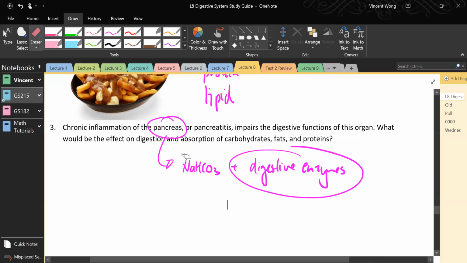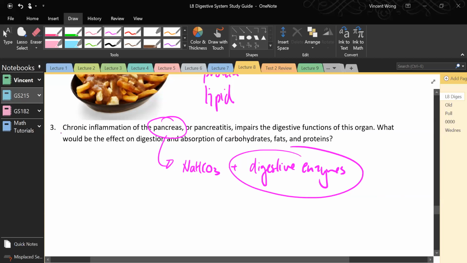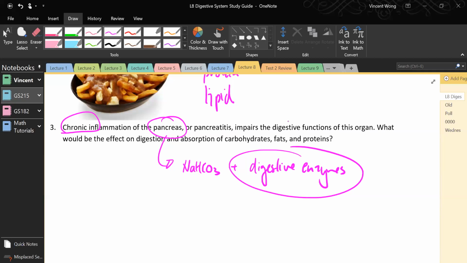If you are not secreting the NaHCO3 at a level that is adequate, you will also not be able to neutralize the chyme in the duodenum. And as a result, you are going to perhaps have a duodenal ulcer, because the chyme will now be irritating the lining of the duodenum. And if this is a chronic situation, chronic means it keeps on happening, right? Long term, then eventually it's going to damage the lining, creating an ulcer.